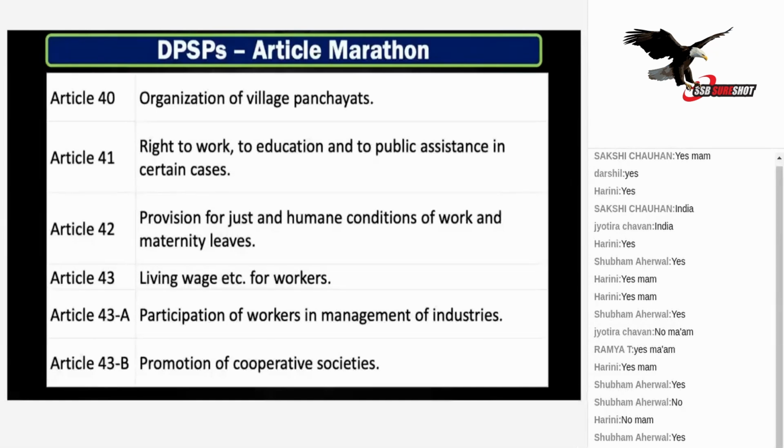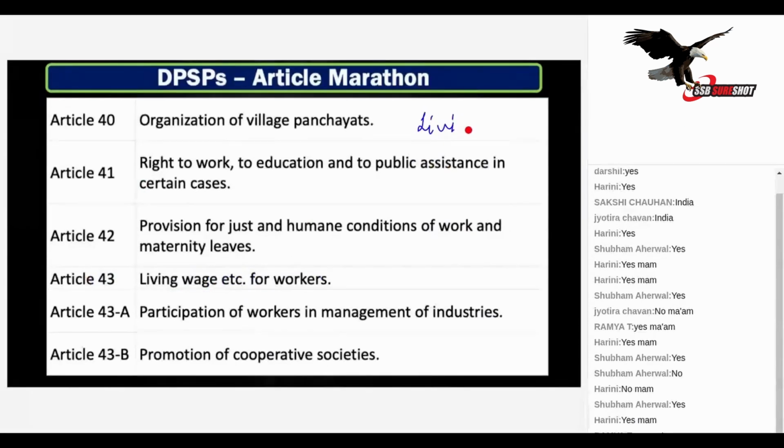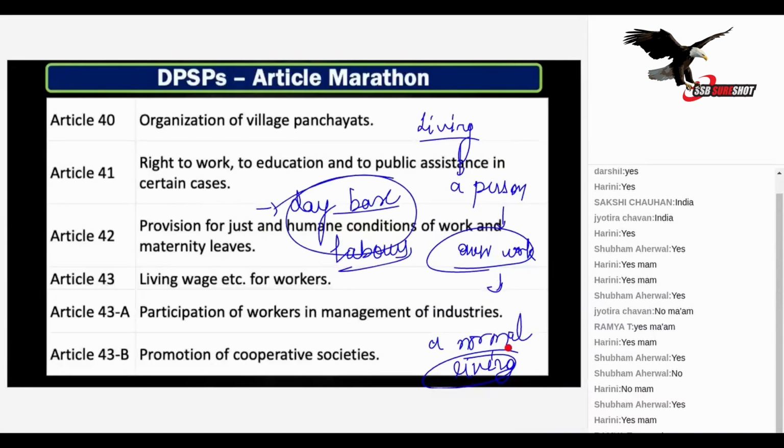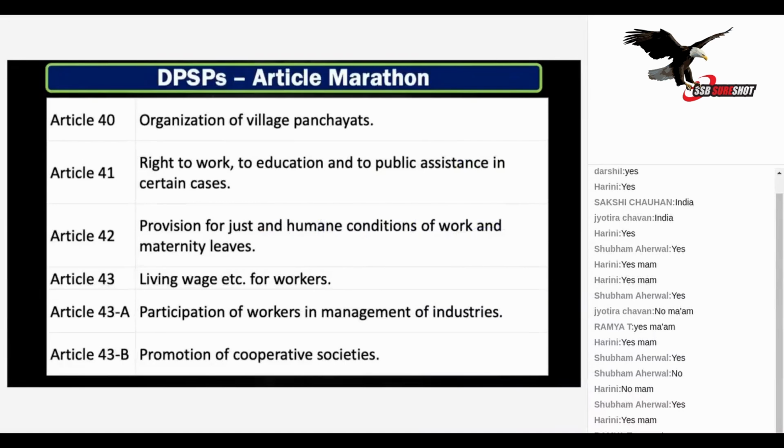Next, Article 43. Living wage, etc. for workers. What is a living wage? A living wage is what you pay a person for whatever work he or she has done for you, at least that much, so that out of that money he can have a normal living. Give at least that much money that a person can stay alive. We know that in India we have a lot of day-based laborers, so we should provide at least that much for their work that they can live a life.